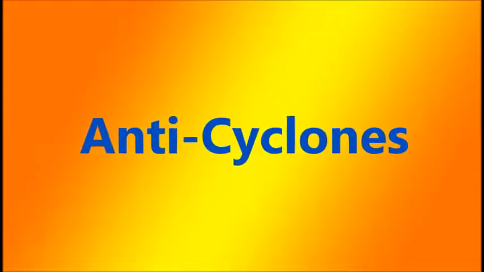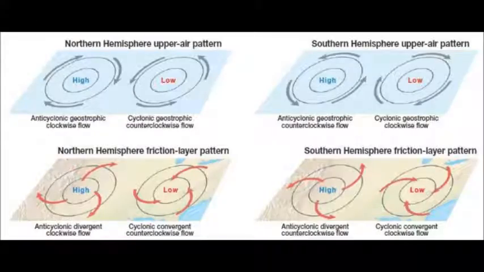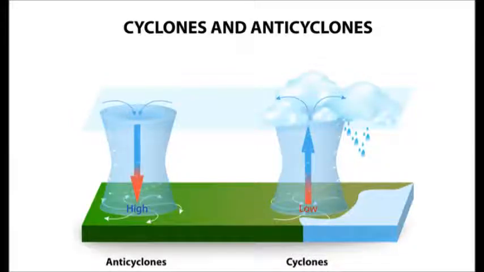Anticyclones. An anticyclone is a high pressure area in the center with the wind blowing outward towards the low pressure areas. In the northern hemisphere, the direction of anticyclone winds is clockwise, and in the southern hemisphere, it is anti-clockwise.